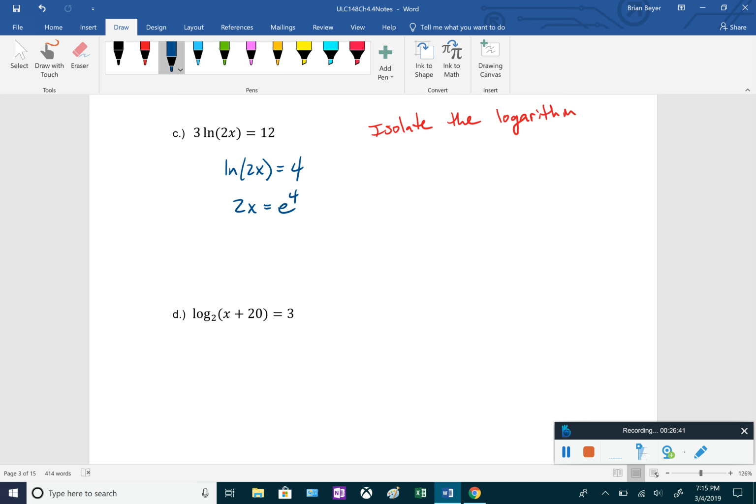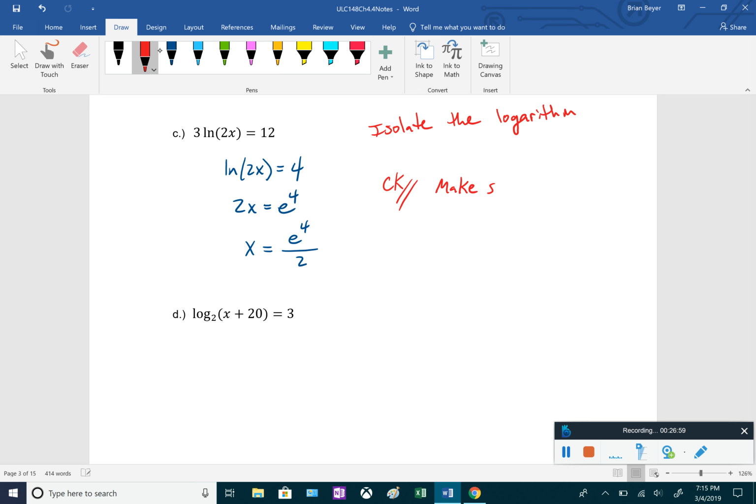And solving this for x, we're going to divide both sides by 2. We're going to get x equals e to the 4th divided by 2. I'm going to leave it like that. You can plug it in your calculator if you want it as a decimal representation. But I'm just going to leave it like that.